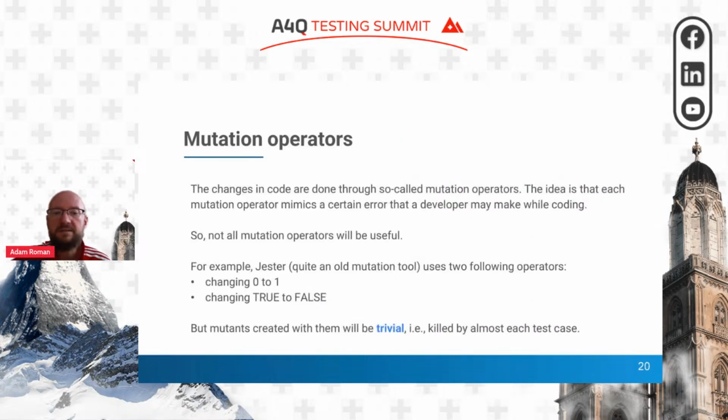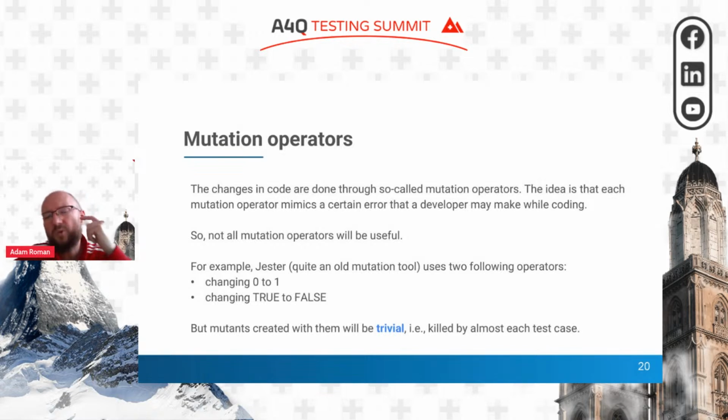And now about the mutation operators. There are many different mutation operators which simulate the mistakes that developers make, right? So, for example, changing greater than to greater than or equal simulates a situation that could occur in real life, right? The developer could make this error and write greater than or equal instead of greater than. But not all mutation operators are useful. There may be some so-called trivial mutation operators.